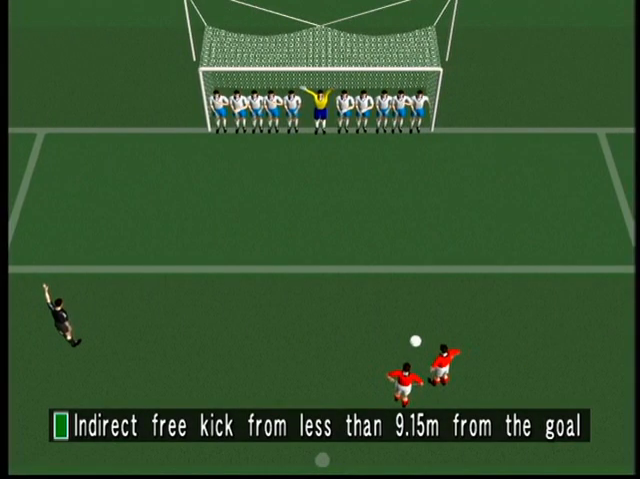If the position of the free kick is less than 9.15 meters from the goal, defending players that form a defending wall are instructed to retreat to their own goal line between the goal posts.